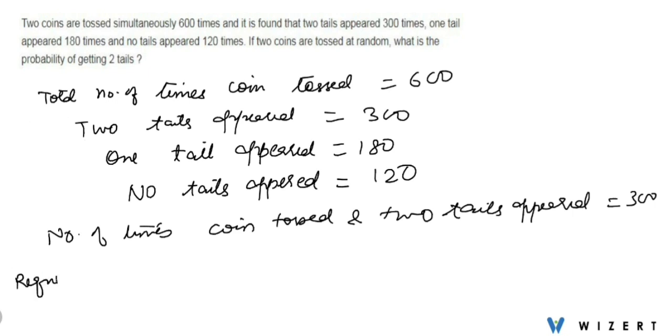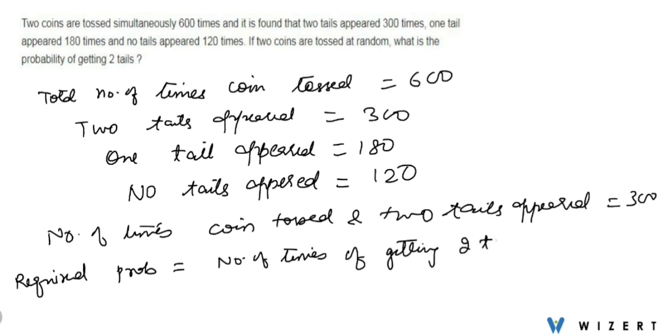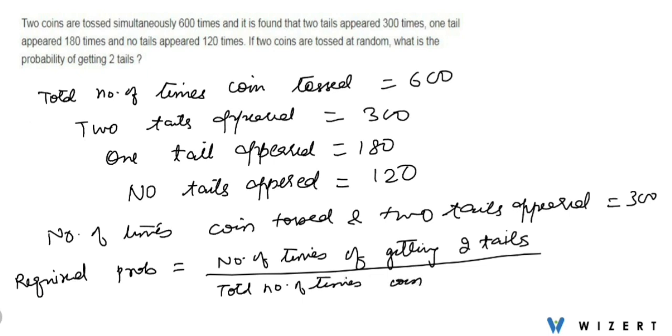So with the given data we can say that the required probability will be equal to the favorable case, here the number of times of getting two tails, divided by the total number of times the coin was tossed. So both data is given in the question. Let us substitute the values: the number of times of getting two tails is 300 and the total number of times the coin was tossed is 600. So this ratio, 300 by 600, is equal to 0.5. Therefore we can say that the required probability is 0.5.